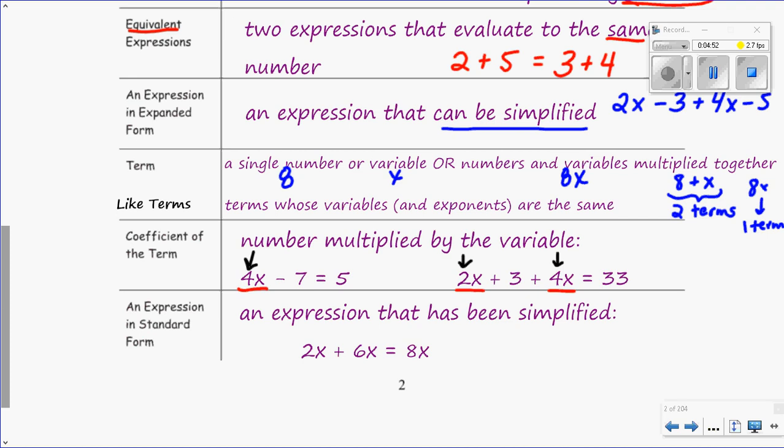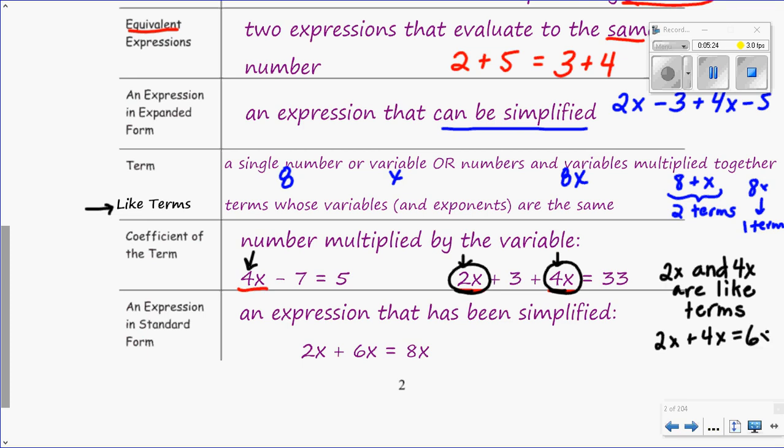Okay, and I apologize, I just skipped right over like terms. That was one that I wanted you to add in. Like terms are terms whose variables and exponents are the same. But it's okay that I skipped over it because the segue is actually right here. 2x and 4x are called like terms. So 2x plus 4x, because they're both positive, equals 6x. You can actually write it like that. You're combining them.